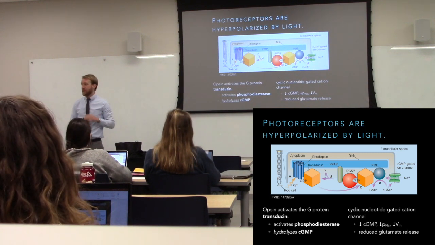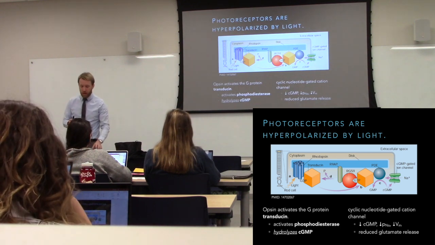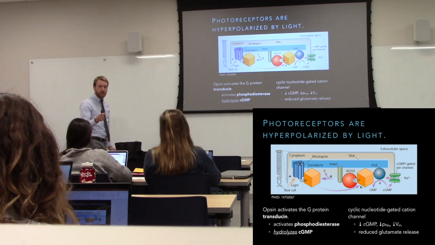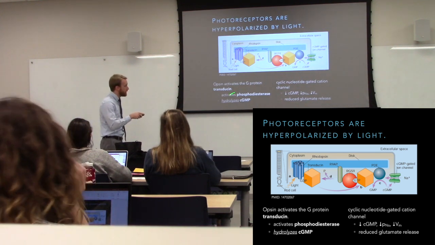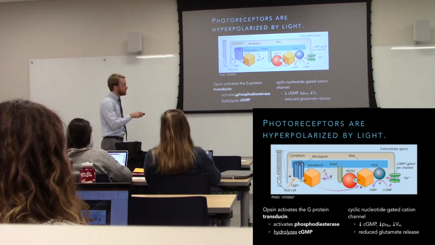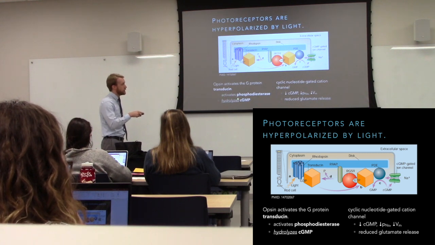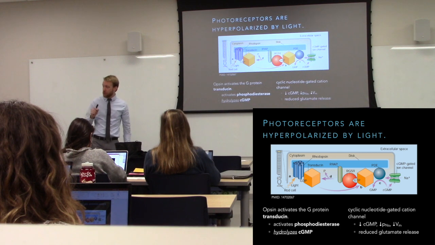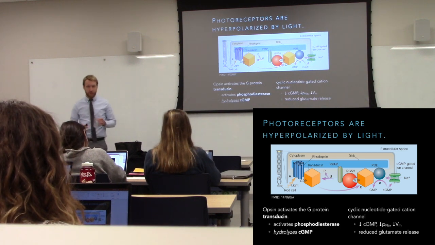We've seen this before. That's all to say, it's just a slightly different enzyme. Rather than inhibiting the enzyme that makes it, we activate an enzyme that destroys. That decreases cyclic nucleotide levels, that cation conductance drops, and we hyperpolarize. So light is going to turn off your photoreceptors.